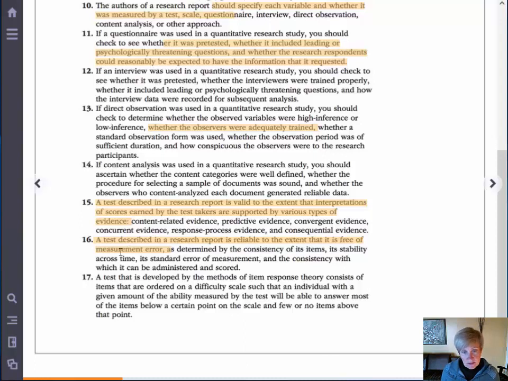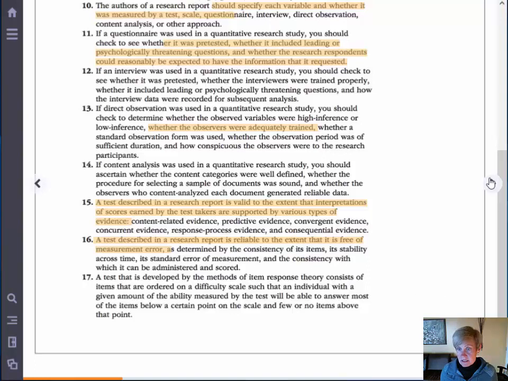The 16 here, the test described in a research report is reliable to the extent that it's free of measurement error. Now, measurement error is discussed in your text. It's also a small video that I have, and it will come back again a couple of times because it's a really important statistical concept to understand that when we're taking a measurement, first we have the tool itself that may not measure what we want, but then there's measurement error after we even create a valid instrument. So make sure you know the difference there.